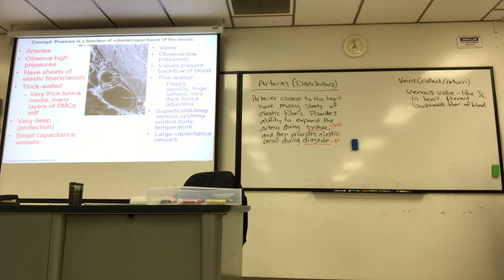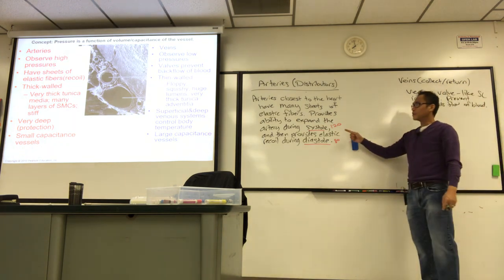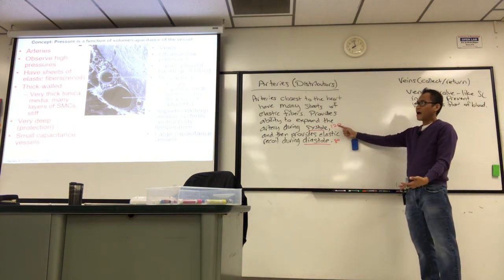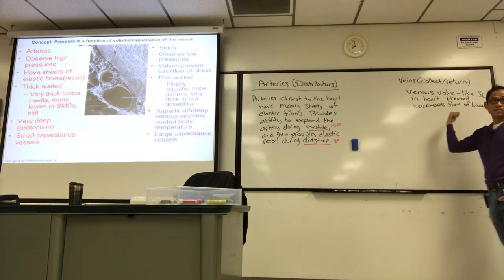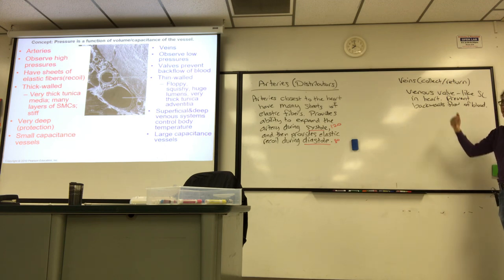Now, the arteries, if they do have a valve, it's considered a valve of the heart. It's the first thing you go through to get into the artery, right? The aortic valve and the pulmonary valve. Those are the only arteries that would have that. It's right at the beginning. But you don't have valves throughout the length of arteries. You do for veins. Okay, that's the key difference.